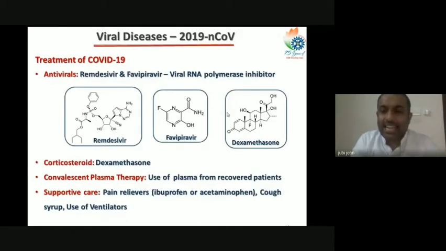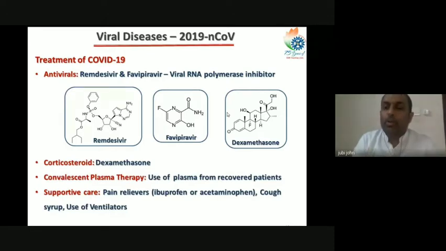And the next thing that is being used currently is dexamethasone. Dexamethasone is a known anti-inflammatory agent and also an immunosuppressant. Whenever there is a cytokine storm, inflammation occurs throughout the body.